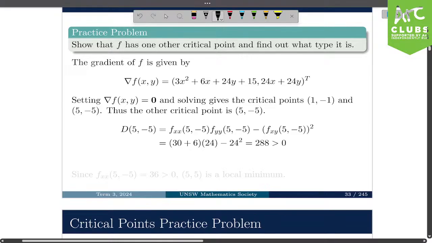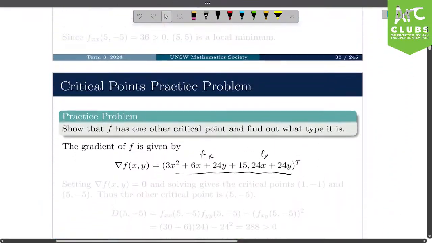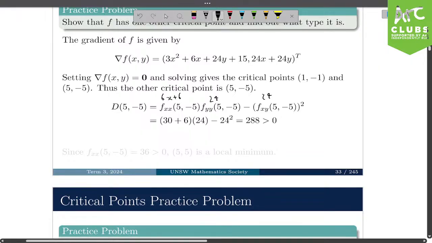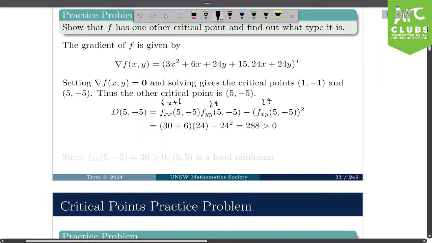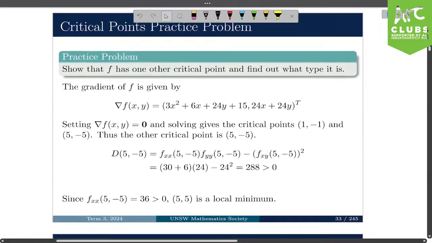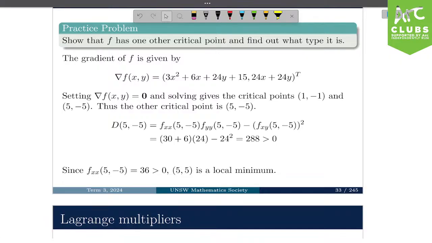So if we substitute (5, -5) into our discriminant, we end up getting, if we remember, that fyy is equal to 24 and fxy was equal to 24 as well, but fxx is equal to 6x plus 6. So when we solve for this, we end up getting (6 times 5 plus 6), which is equal to 36, times 24 minus 24 squared, which is equal to 12 times 24, which is obviously greater than 0. Since the discriminant is greater than 0 and fxx is equal to 36, which is greater than 0, then (5, -5) is a local minimum.